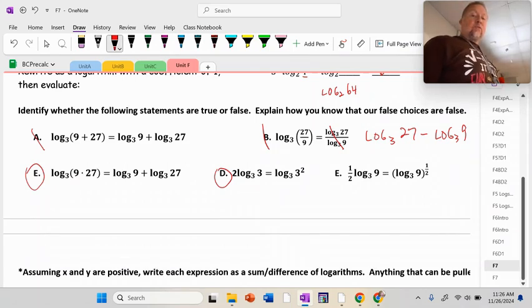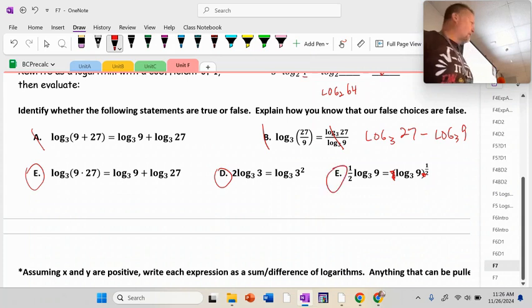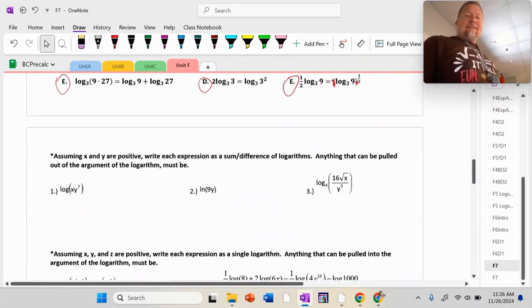And then is the last one a rule? Yes or no? I think it's kind of weird how they wrote that. I don't like that. It should really just be on the 9. So no, because what ends up happening here is this is log base 3 of 9, which is 2. And then, well, then half of 2 is 1. And then if the square root of 9, so I guess it does work with those parentheses. Those crazy teachers over there, all right? I don't know. They always got to mess with you.